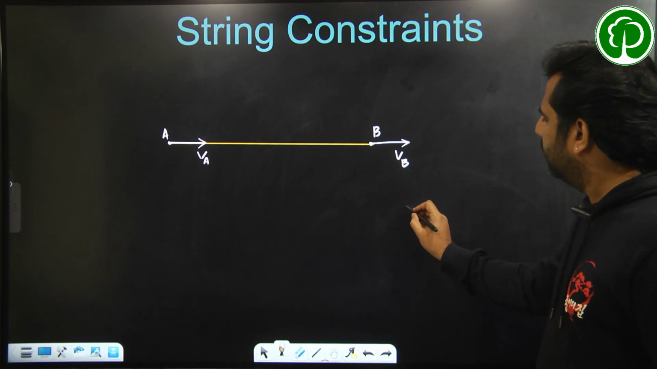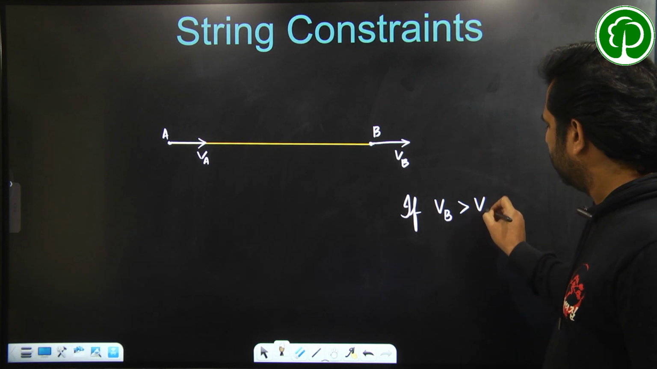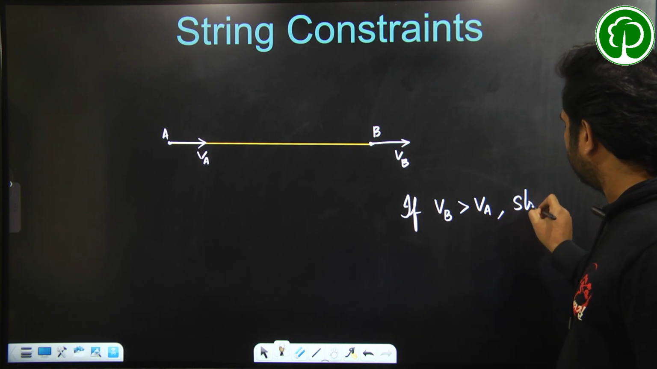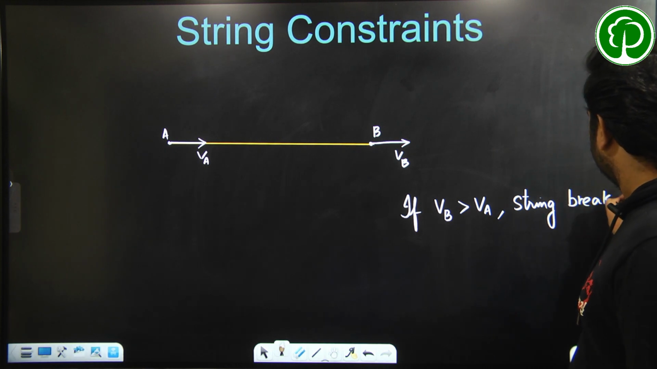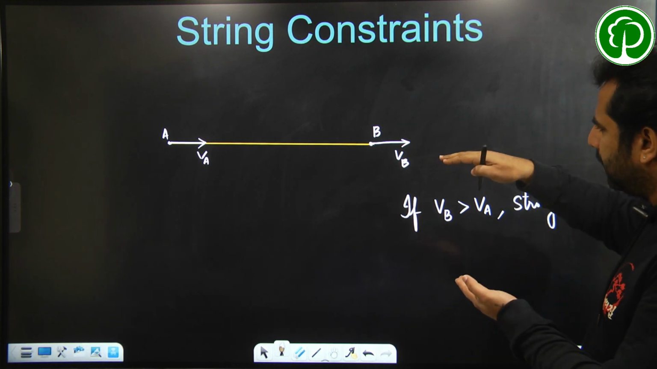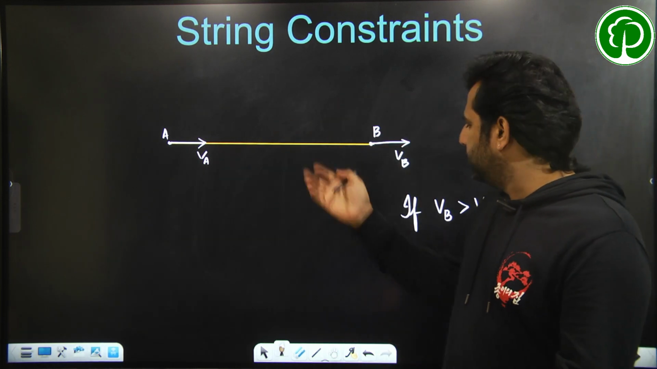Then the condition: if VB is greater than VA, obviously the string breaks. If the end B is moving along the length of the string with a velocity greater than that of end A, definitely the string would break.